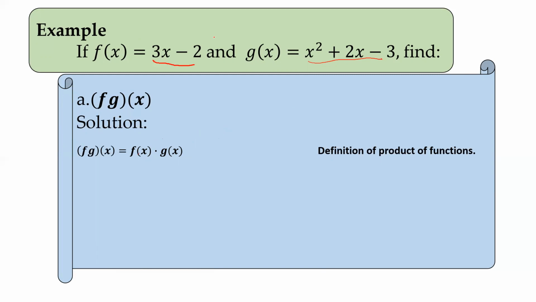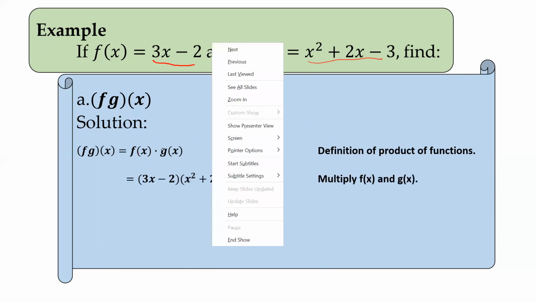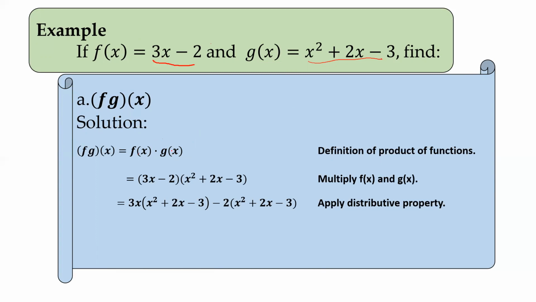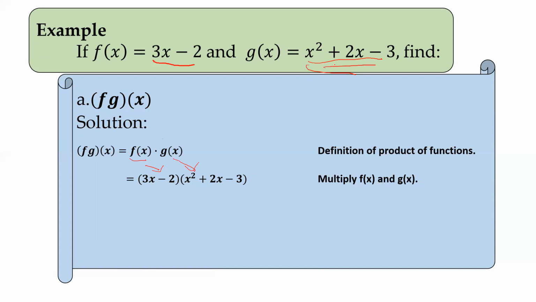Okay, next thing to do is we have to substitute the value of functions. For f of x, we have the substituted function 3x minus 2 times, that's why we use parentheses to represent the multiplication. For g of x, we have x squared plus 2x minus 3 given above. So we have to multiply.